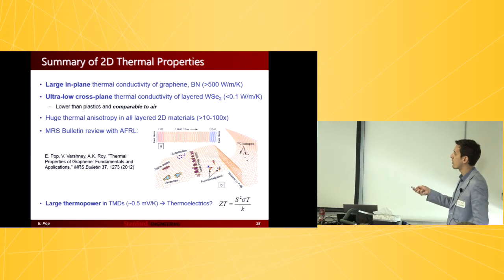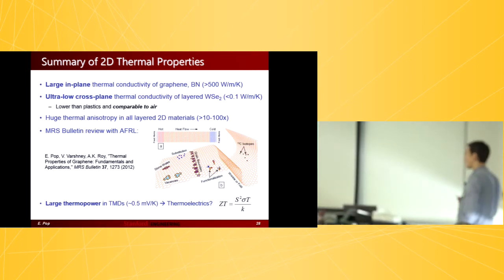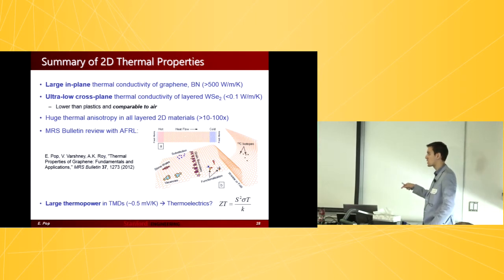So there's a huge amount of thermal anisotropy pretty much in all layered 2D materials, period. We wrote a little review paper with Air Force Research Labs collaborators. This was more focused on graphene, so we're writing another one right now that's more focused on TMDs. It hasn't come out yet, but some of the figures I'm about to show you are actually from the new paper that we're writing up.